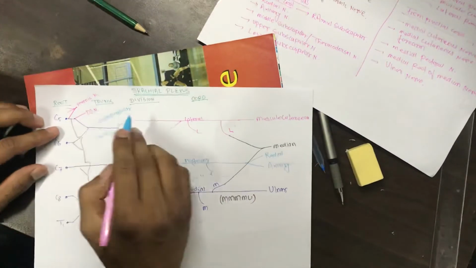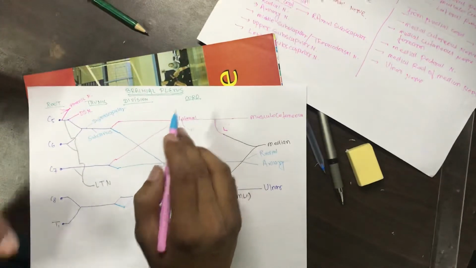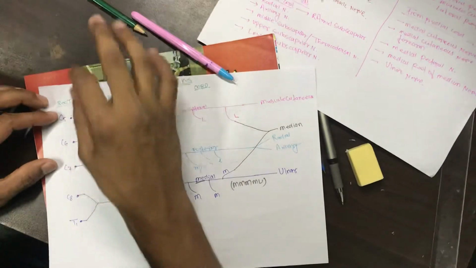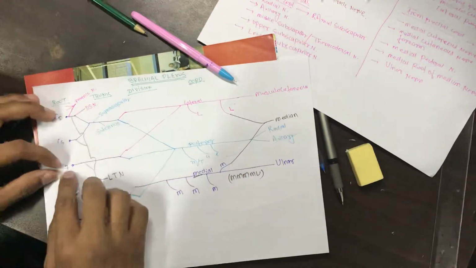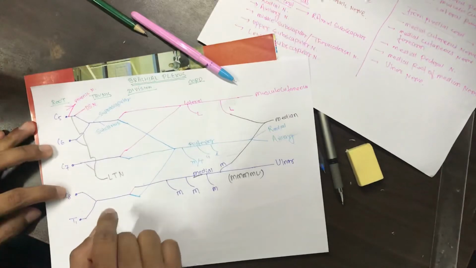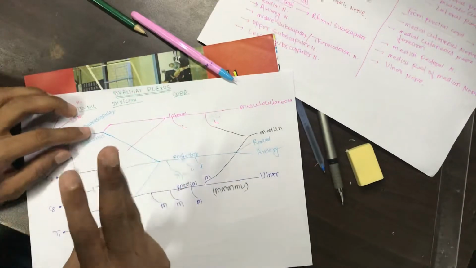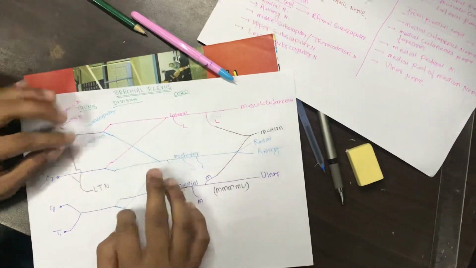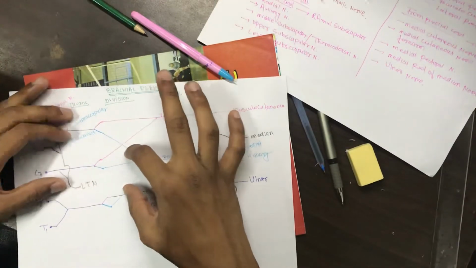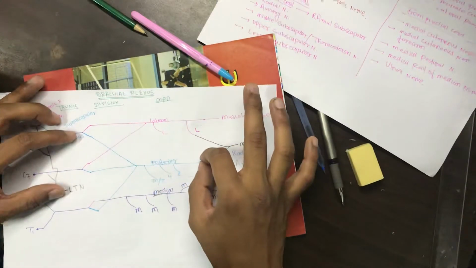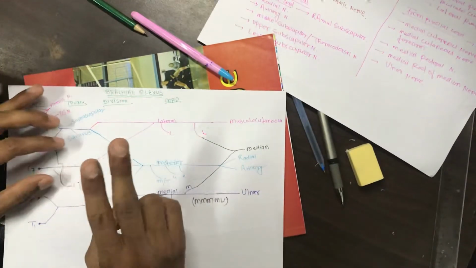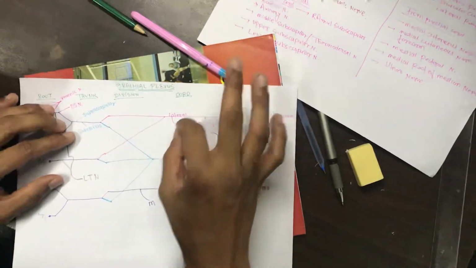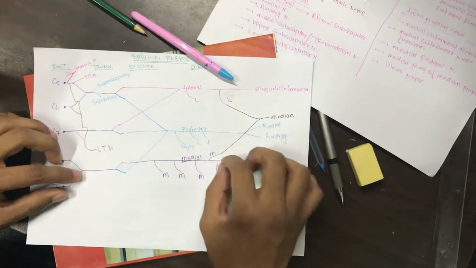5 roots, 3 trunks, 6 divisions, and 3 cords. The 5 roots are C5, C6, C7, C8, T1. C5 and C6 form upper trunk, C7 forms middle trunk, C8 and T1 form lower trunk. Each trunk divides into 2 divisions: anterior and posterior. The posterior divisions of all these 3 trunks form one cord, which is posterior cord, and the anterior divisions of upper and middle trunk form lateral cord, anterior division of lower trunk forms medial cord.